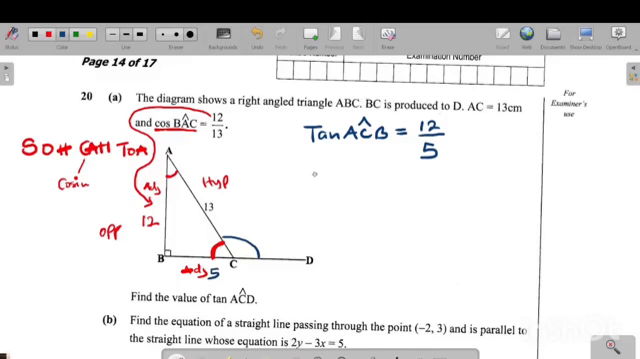Therefore, tan ACD, we'll just include the negative to this tan here. So it will be negative 12 over 5.